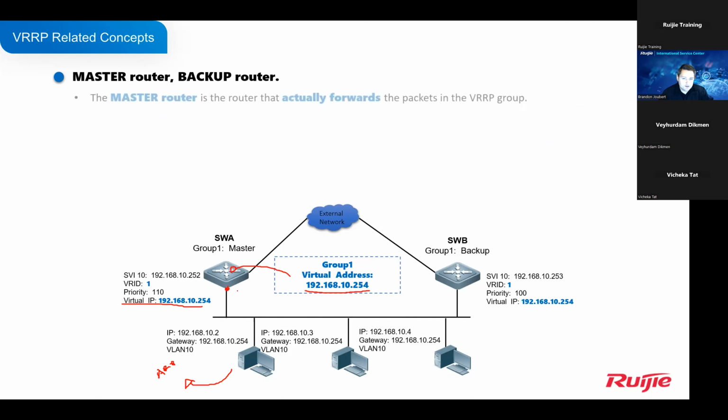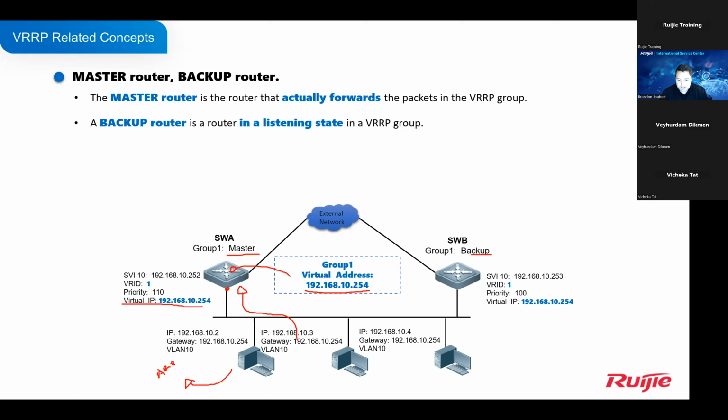Okay, then you get two roles: your backup role and your master role. It's important to note that the master router will actually be handling the routing traffic. It will handle the forwarding of the packets, whereas the backup router is just in a listening state. What this means is that the master router will constantly send hello messages every 3 seconds or so to the backup router, and the backup router will just listen for these messages. If it doesn't receive a hello message, it will then take over the master role.